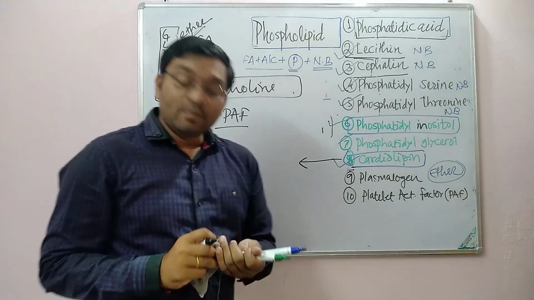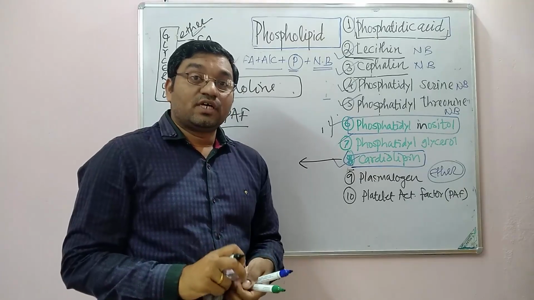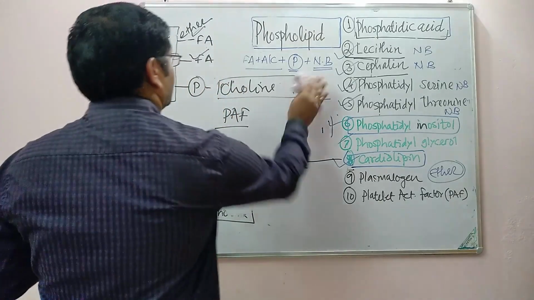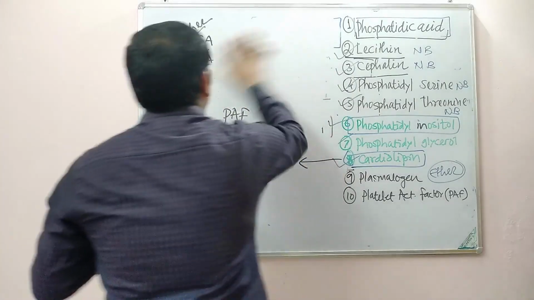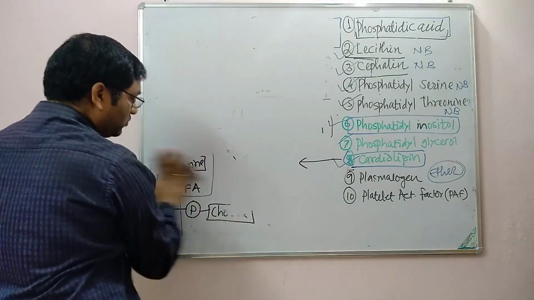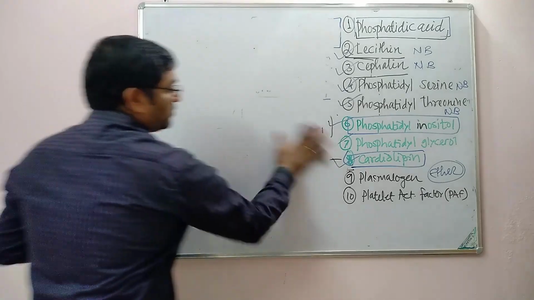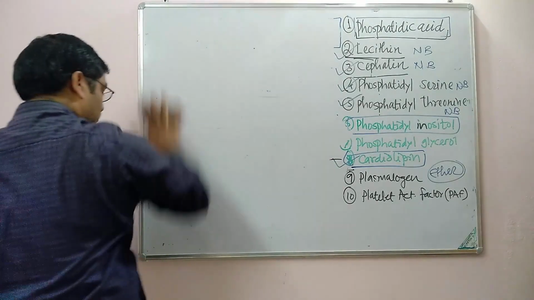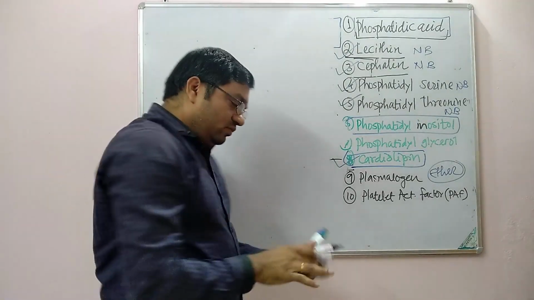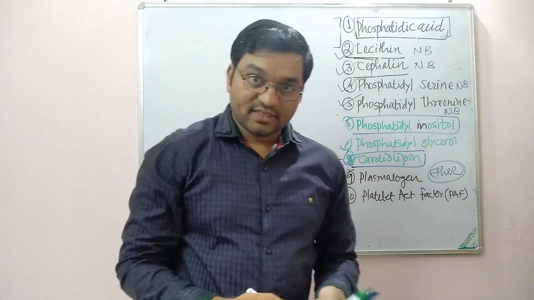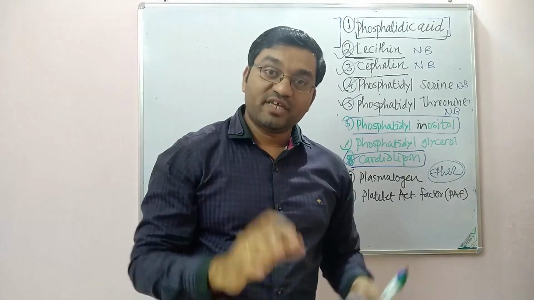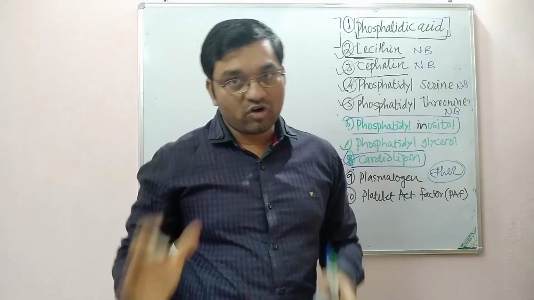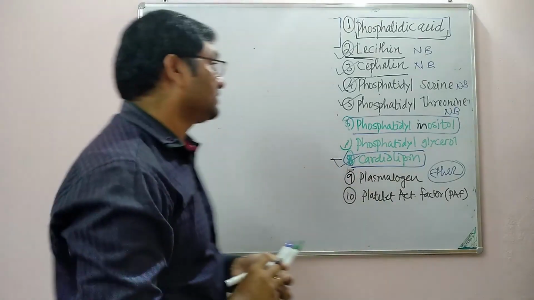Coming to the important functions which are related to the phospholipids. We'll take one by one. The first one is phosphatidic acid. It is a precursor. It is the simplest form. It acts as a precursor for all phospholipids.